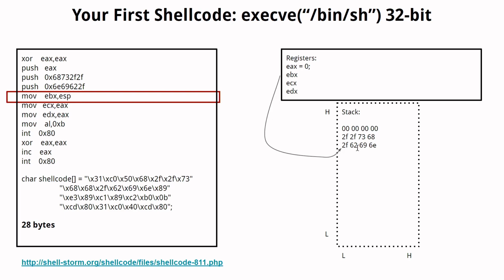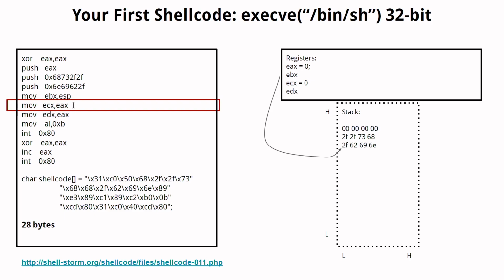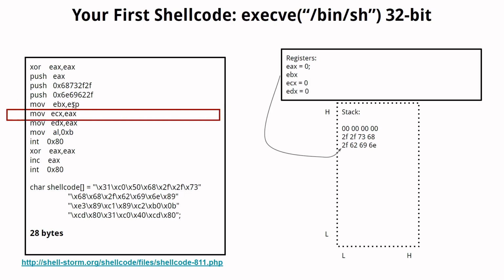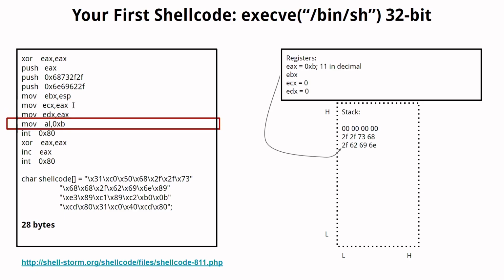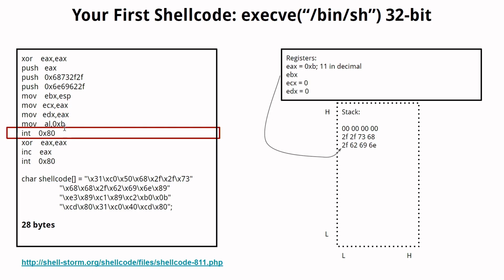Okay. Then after that, we move EAX to ECX. EAX is 0, so after we move, ECX will also be 0. Then we move EAX to EDX. After we move, EDX will also be 0. Then after that, we move B to AL. So EAX is not 0 anymore because AL, which is the least significant byte of EAX, is B, which is 11 in decimal. Then we make the system call, int 80.